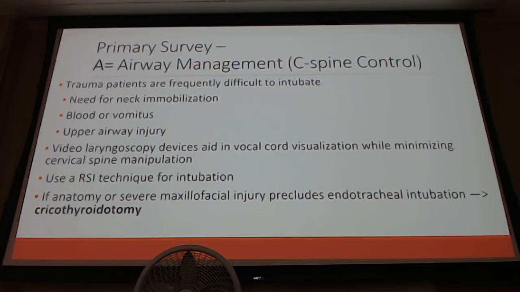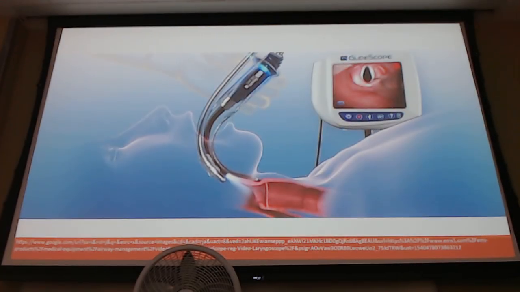Unfortunately, you guys don't have video laryngoscopy at a Role 1, so it's important to also train with direct laryngoscopy. And then we use the RSI technique for intubation, which we'll cover in the next lecture, and that's rapid sequence intubation. That's just a systematic process so that we make sure we go through all our steps to sedate the patient and paralyze the patient before we secure that airway. And then there's always our cric, if they have severe maxillofacial trauma and we can't get an airway.